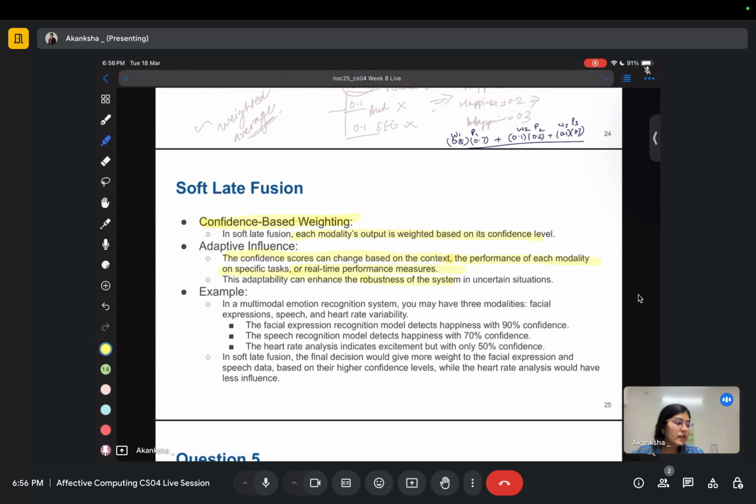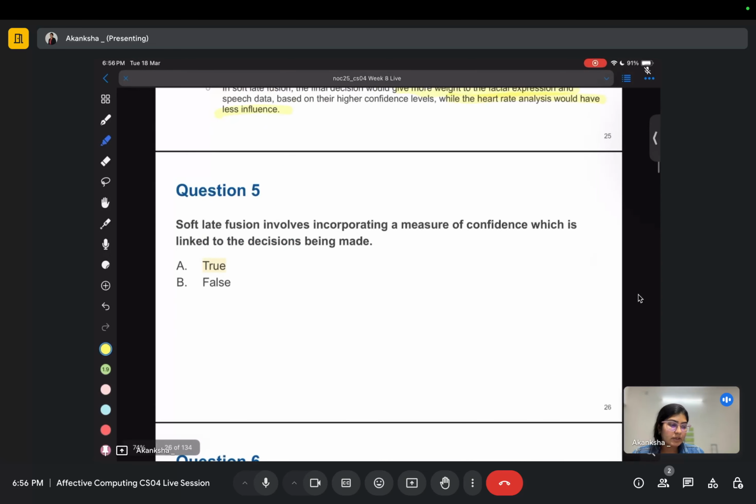Now there is an example. Let's say facial expression, speech and heart rate variability. Facial expressions detect with 90% confidence, speech detects with 70%, and heart rate indicates excitement but with only 50% confidence. So in soft late fusion, what we can do is give more weightage to the facial expressions because it is more confident, slightly less to speech, and this one is not that confident, this is very confused. Then the heart rate analysis would have less influence. Again, it is just the weighted summation, or weighted average, you can say.